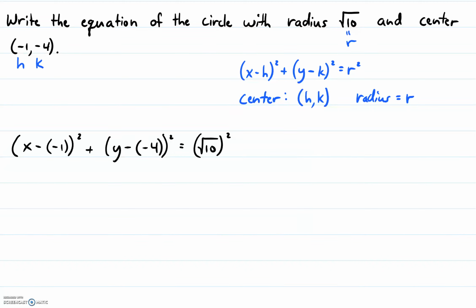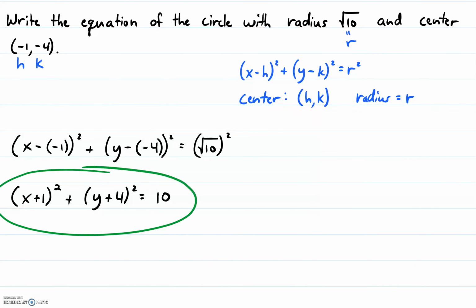The first thing we can do is x minus a -1 turns into x plus 1, the two negatives cancel. So (x + 1)², plus the same thing with the y, the two negatives cancel to make (y + 4)². And then, of course, the square root of 10 squared is just going to give us 10. And right there's our answer. That is the equation of the circle with the center (-1, -4) and radius square root of 10 in standard form.